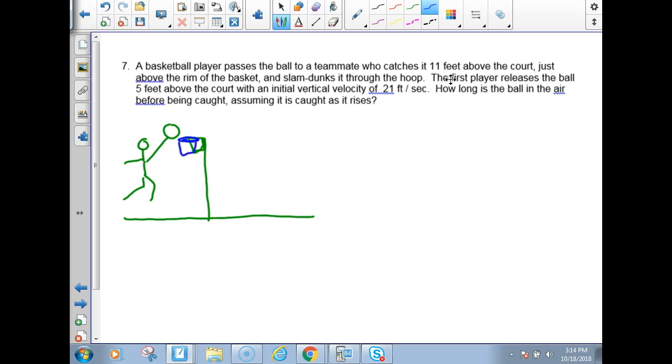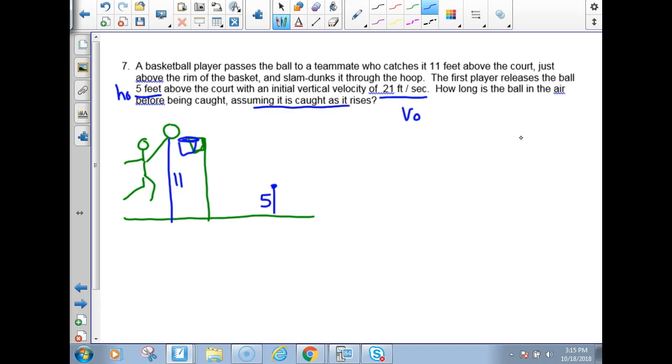All right. So then the first player releases the ball 5 feet above the court. So some guy threw it to him, and it was 5 feet above the court at that time. All right. He threw it, and this guy catches it where? How high above the court? Oh, he was 11 feet. Just 11 feet above the court. First player releases the ball 5 feet above the court. Oops, so my h sub 0 and initial velocity of 21 feet per second. So this is my initial height. It didn't even matter that he caught it at 11. It says how long is the ball in the air before it got caught? Assuming it's caught as it rises.